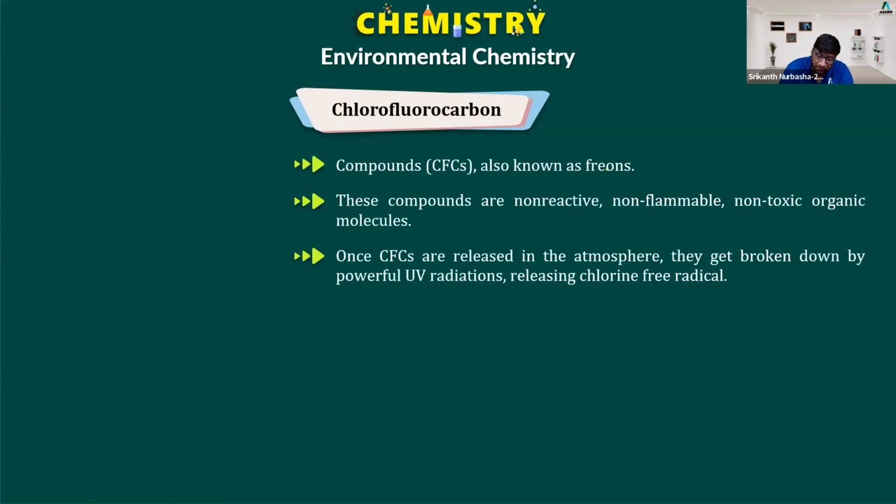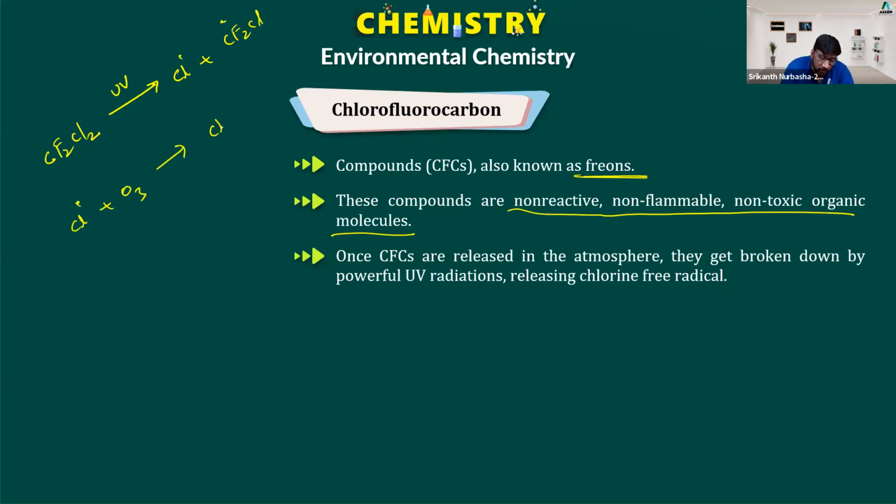The compounds CFCs, also known as freons, are non-reactive, non-flammable, and non-toxic. But the main difficulty in handling them is that CF2Cl2, whenever it is exposed to UV radiation, will form the chlorine free radical and a CF2Cl free radical. This chlorine free radical will react with ozone to form ClO dot plus O2 gas. That means ozone is affected by the chlorine free radical. Once CFCs are released into the atmosphere, they get broken down by powerful UV radiations, releasing the chlorine free radical, which is ultimately responsible for breaking the ozone molecule to form oxygen and ClO dot, right?